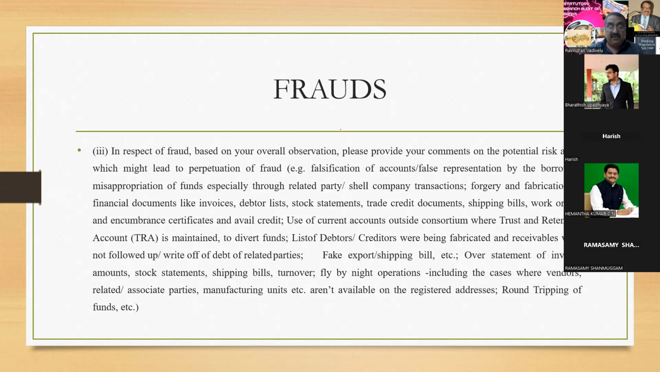So, any fabrication of invoices, debtor list, stock statement, trade credit documents, shipping bills, work orders, and encumbrance certificate, to avail the credit. See, I will tell about the encumbrance certificate. A few customers will go to the registrar office. They manipulate the encumbrance certificate with the help of the customer of the sub-registrar office. It is also possible, and whether they avail the loan or not. Nowadays, they say that they manipulate the GST returns also. So that is also a fraud.